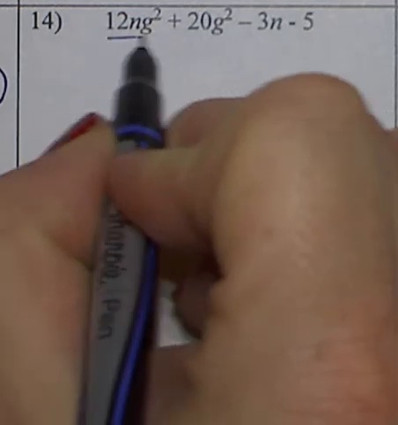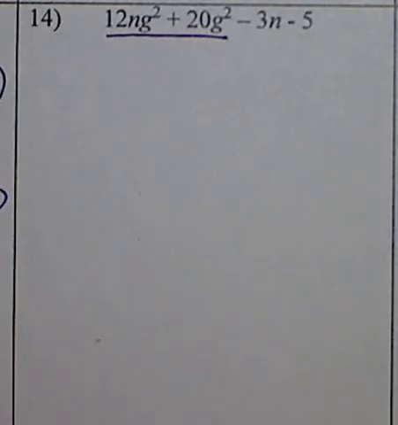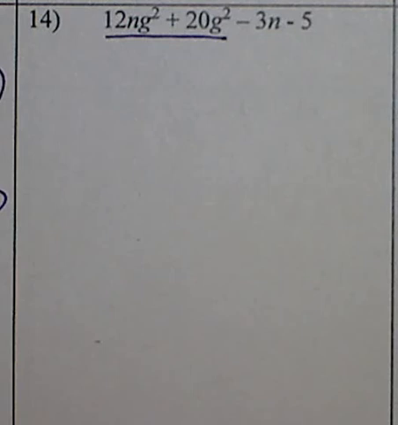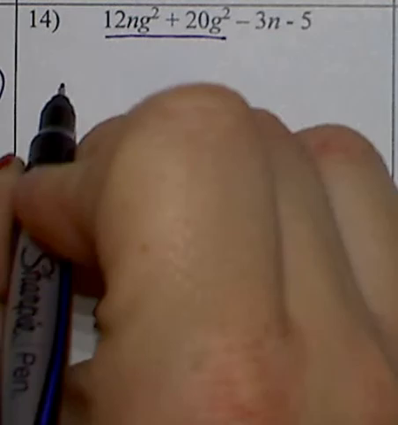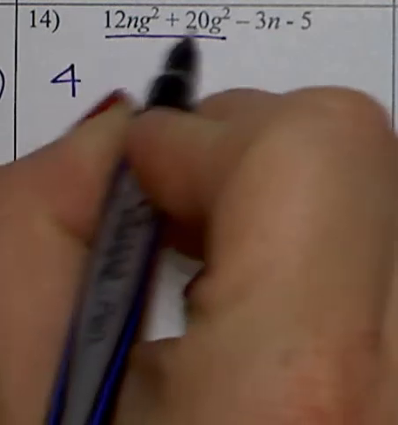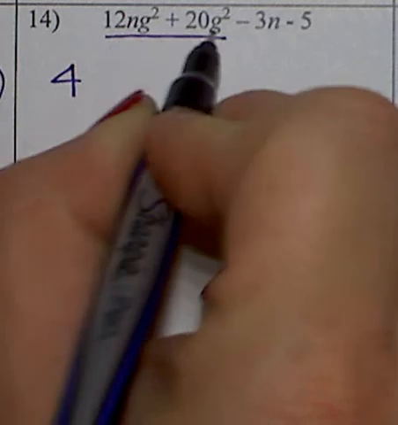Looking at the first two terms in this expression. What's the largest number I can divide out of 12 and 20? A 4. And I cannot take an n out of both terms, but I can take a g. In fact, I can take a g squared out.